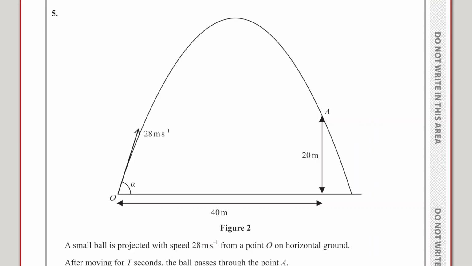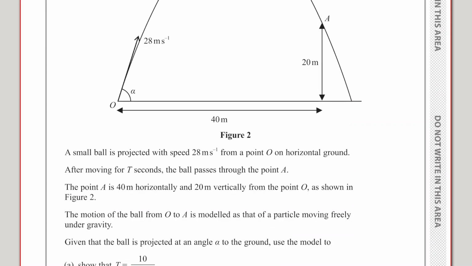Question 5. A small ball is projected with speed 28 meters per second from point O on horizontal ground. After moving for t seconds, the ball passes through the point A. So we're going to be splitting this up. Is there any other information we need? So we know where A is, 40 meters horizontally, 20 meters vertically.